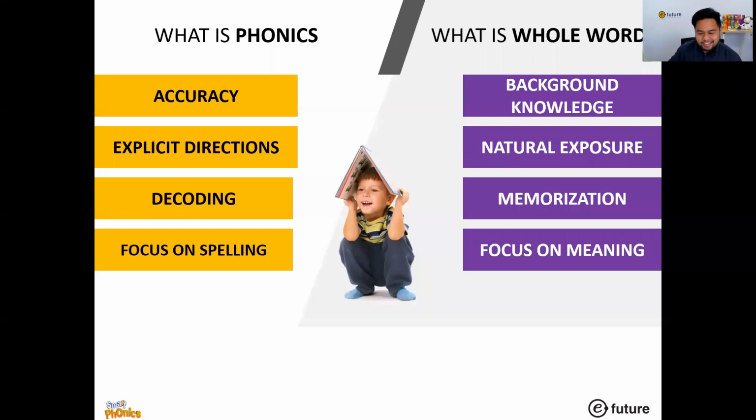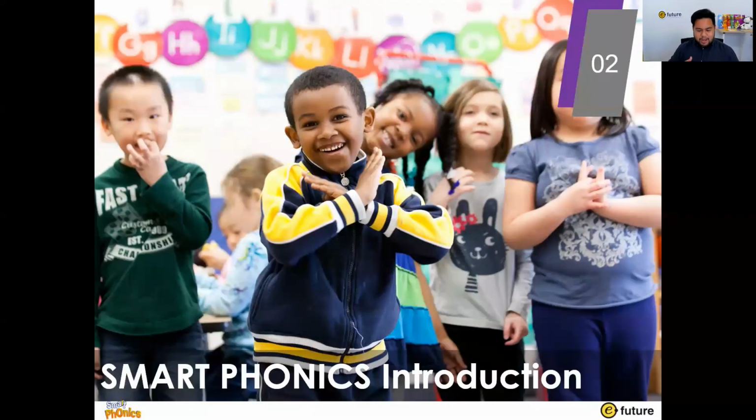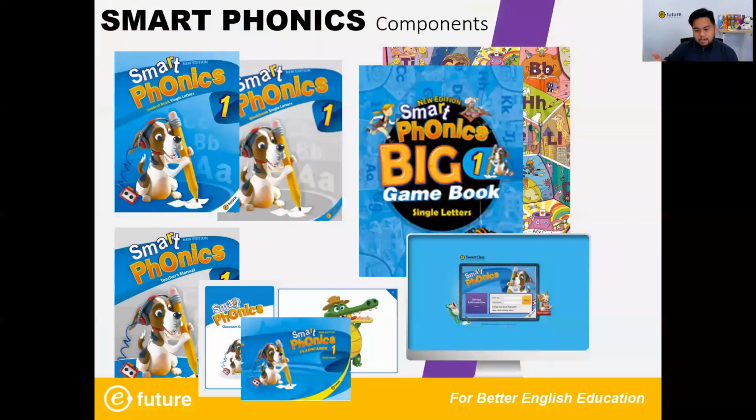Okay, very good. So that's kind of going over the different approaches. Sue went a little bit into phonics and whole word, so a little bit of review for you guys. So now let's get into Smart Phonics. What do we have in this series for you guys to use in your classroom?